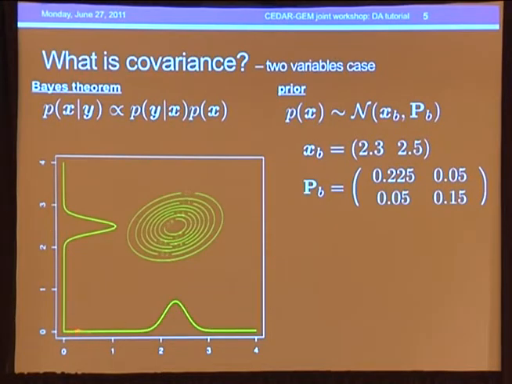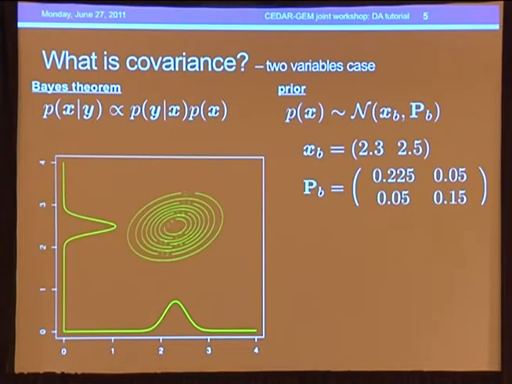So this x-axis is the distribution, the prior information about the gas price in Colorado. And let's say the gas prices in the two states are correlated, and that relationship is given by the prior covariance. So this 0.225 gives the variance, like the width of this Gaussian curve. And the second term tells the spread along the y-axis. This off-diagonal element tells the correlation between variable 1 and variable 2.